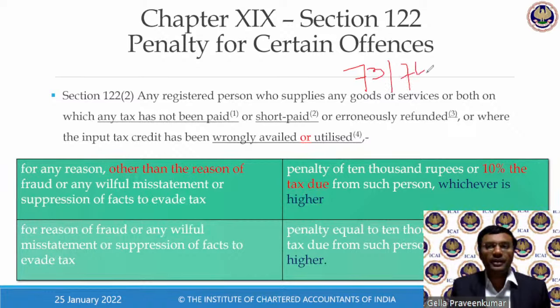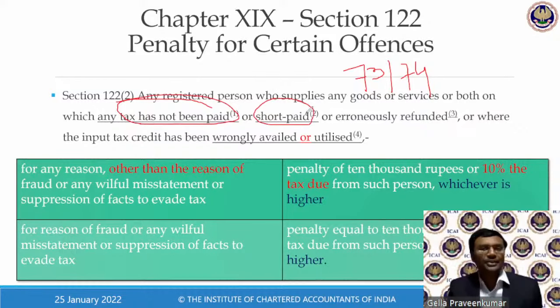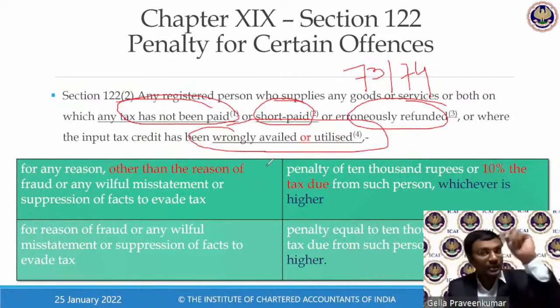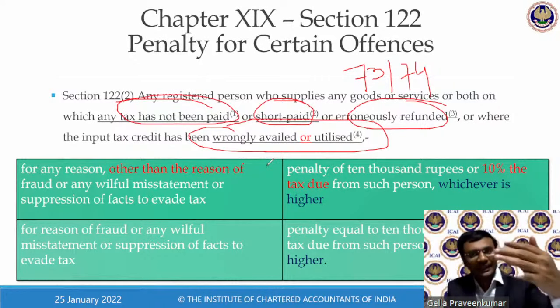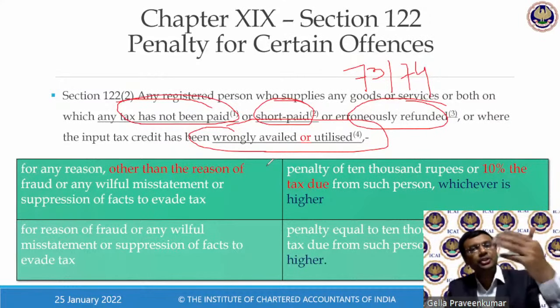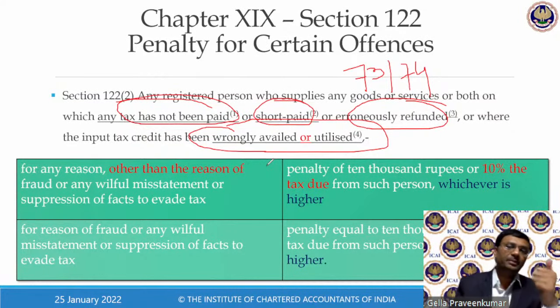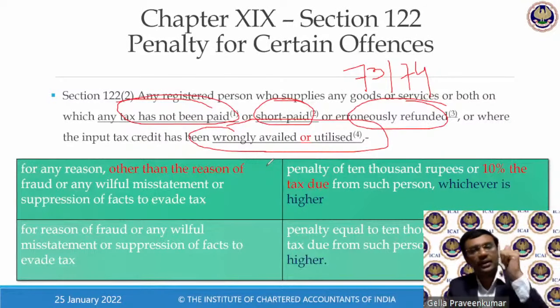Now, if you recollect these 2 sections, demand and recovery: a registered person who supplies goods or services or both, where tax has to be paid but not paid, or tax has been short paid, or refund has been erroneously given, or ITC has been wrongly availed or utilized. If you recollect your demand and recovery, any transaction where there was a tax to be paid but not paid, or tax was short paid, or there was an erroneous refund, or input tax has been wrongly availed or utilized.